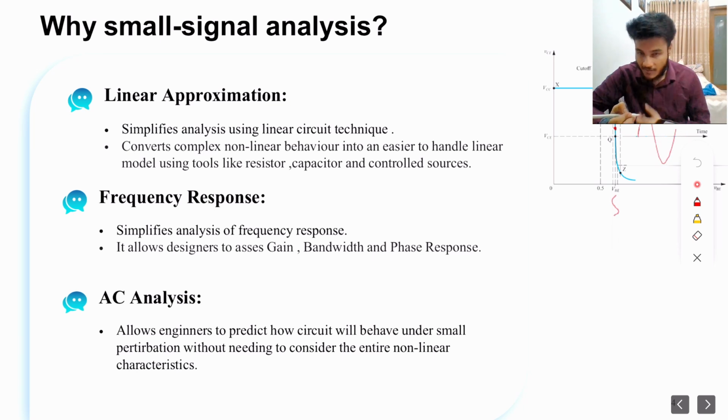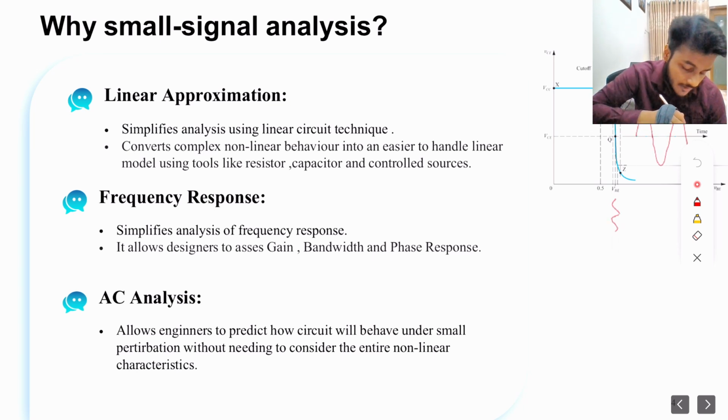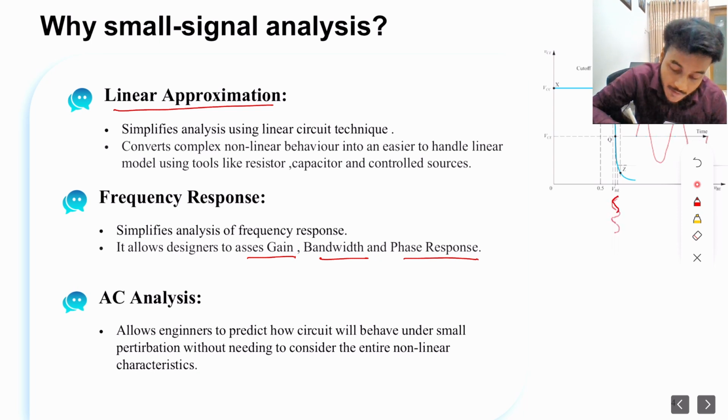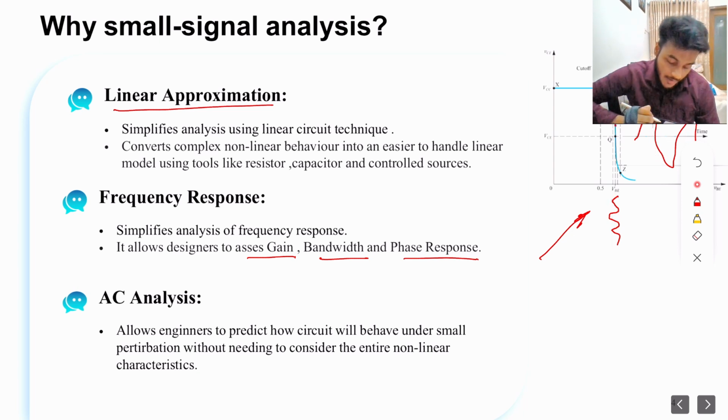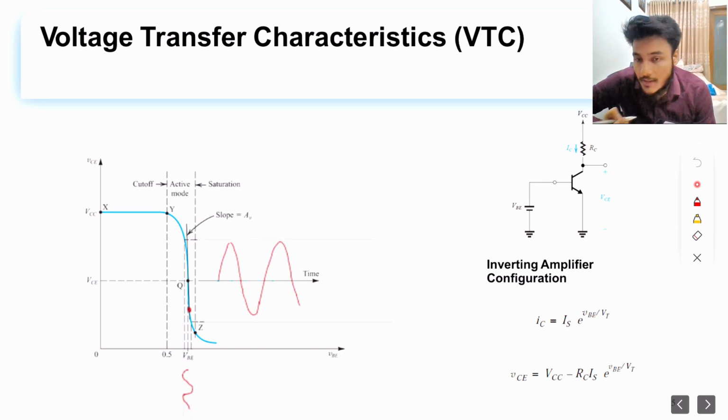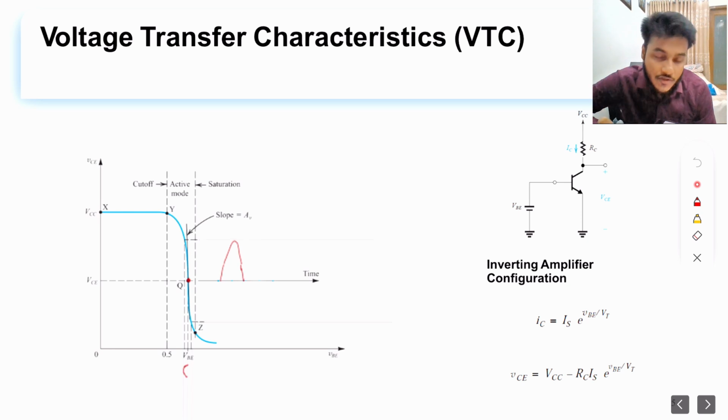Why small signal analysis? It's mainly due to the capability of linear approximating a small signal model, and frequency response analysis is also important for small signal models, especially to assess gain, bandwidth, and phase response. We can clearly see that small signal model can also be used to analyze the amplification characteristics of a BJT circuit, as can be seen from this picture. AC analysis is also an important aspect for these small signal models. So first let us observe how this small signal model can be used to analyze the amplification characteristics of BJT.